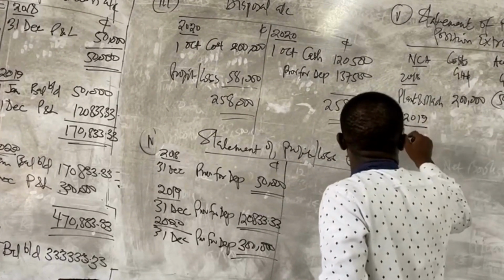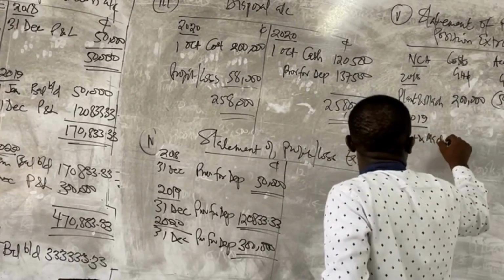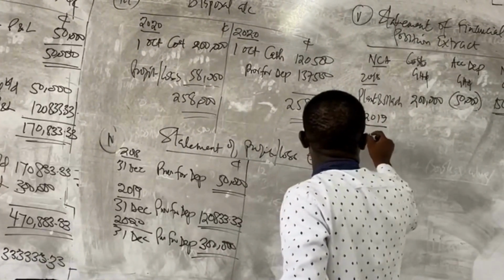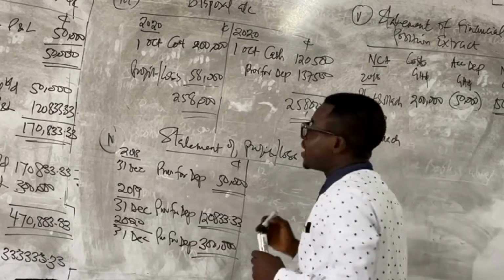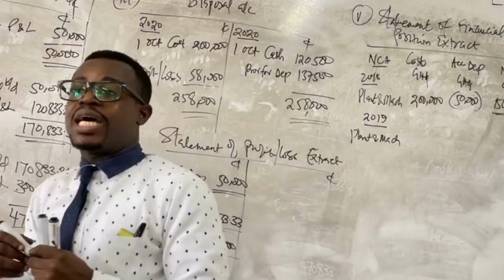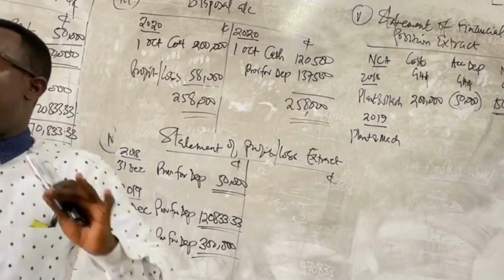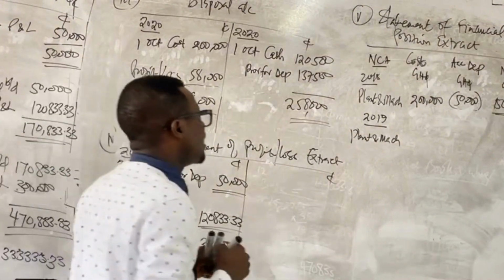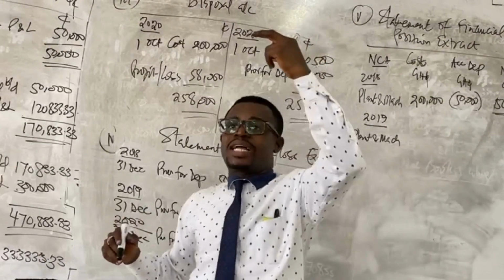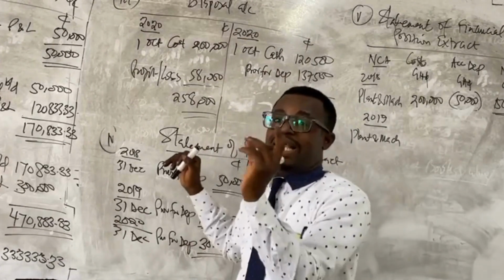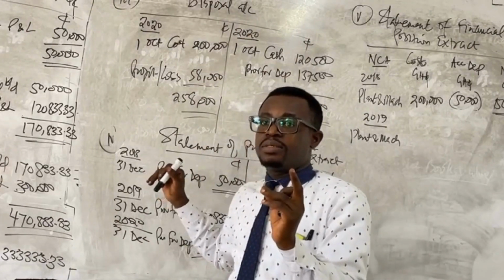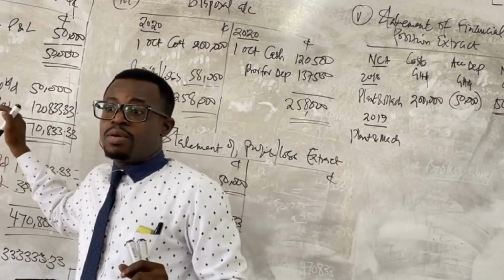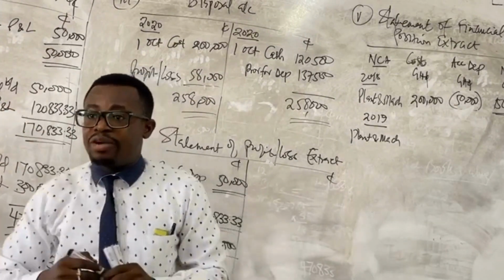Which year is next? 2019. Again, plant and machinery. Remember, we are not to write plant and machinery 1, plant and machinery 2. Why? Because in the statement of financial position, we only consider total values. So all plant and machinery together, one account. What is the cost? Let's go to the plant and machinery account and search for the balance carried down in 2019. It will be on the credit side. 1,100,000. Good.